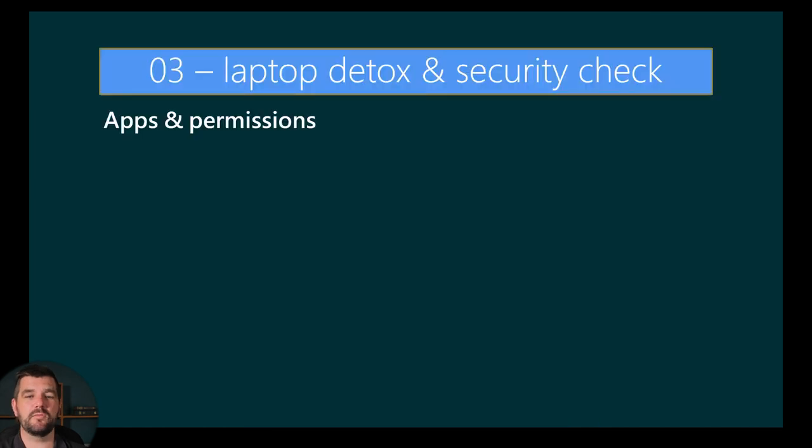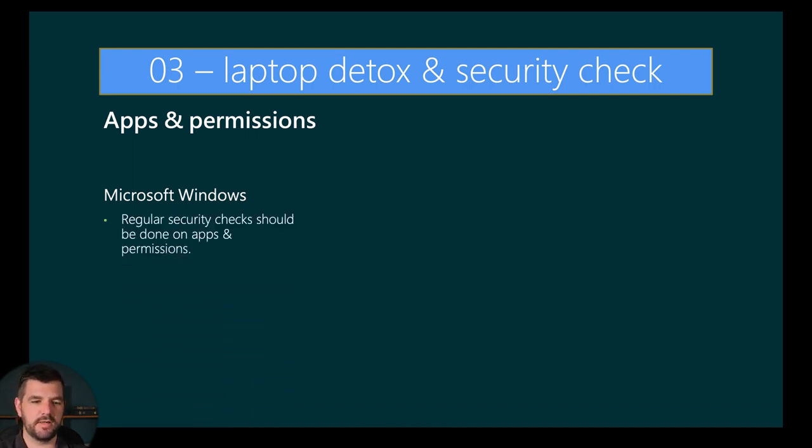If you remember in phase 1, we talked about apps and permissions. Now Microsoft Windows have a similar setup to Android and iOS devices. But regularly checking these for a laptop detox or a security check is going to help enhance the security of the device and make sure the apps that you have on there have permissions to the microphone or the camera or the things that you have given it access to and you want them to have access to it.